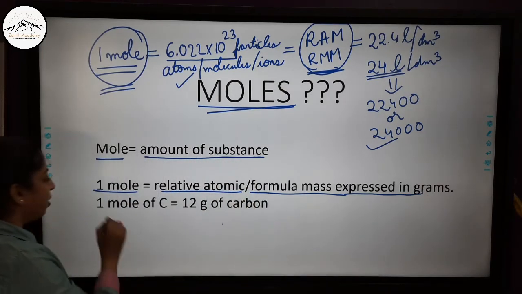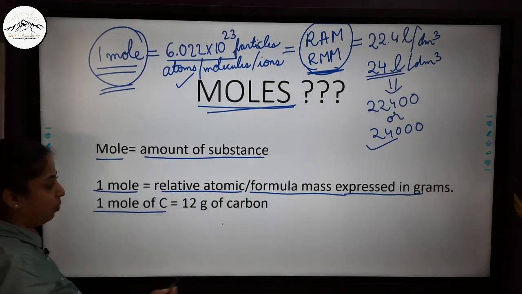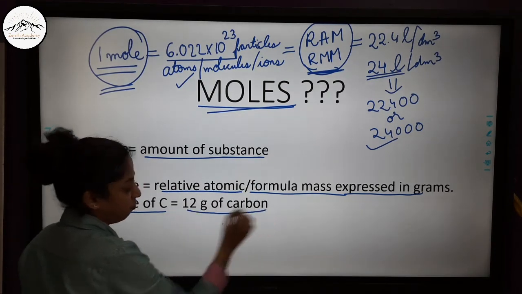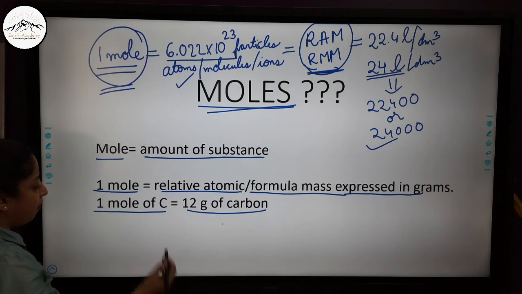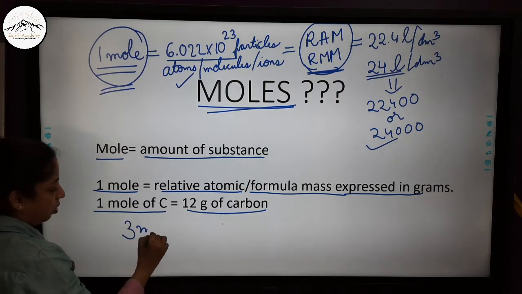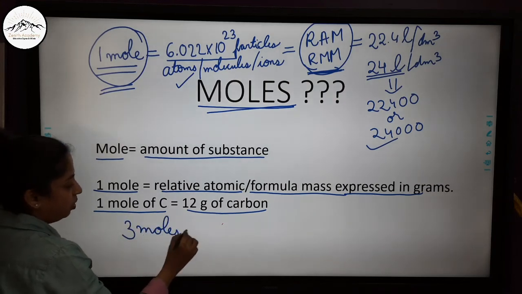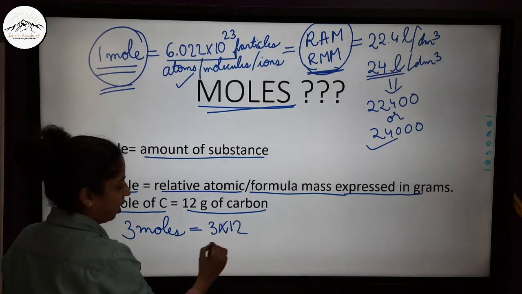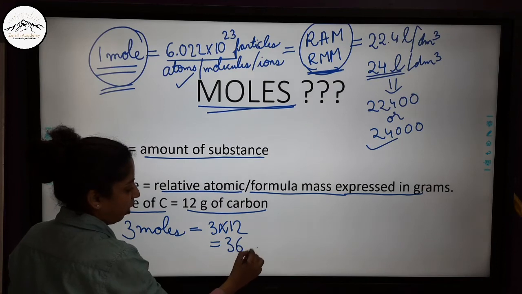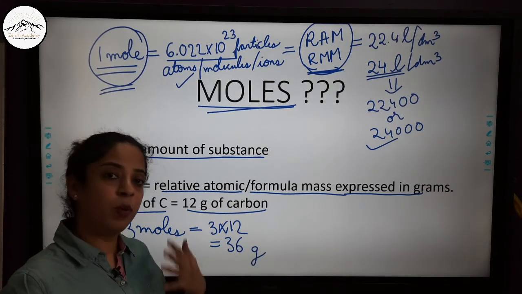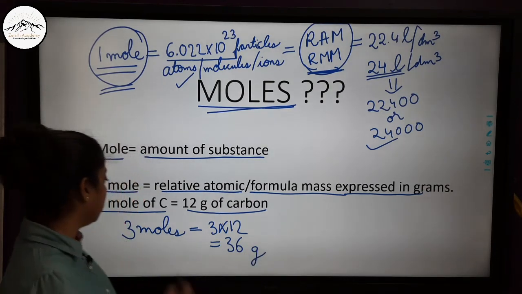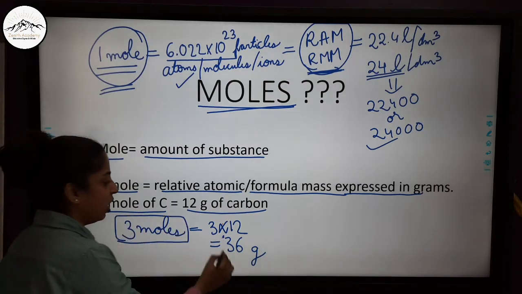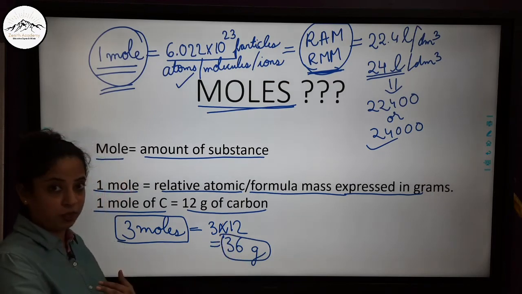Okay. So if I say 1 mole of carbon, it means relative atomic mass in grams, so that is 12 grams of carbon. Okay. If I say 3 moles of carbon, so how much is 3 moles of carbon? 3 moles of carbon will be 3 into 12, that is 36 grams of carbon. So if I go to a person to ask for carbon, and say give me 3 moles of carbon, he can weigh 36 grams of carbon and give me.